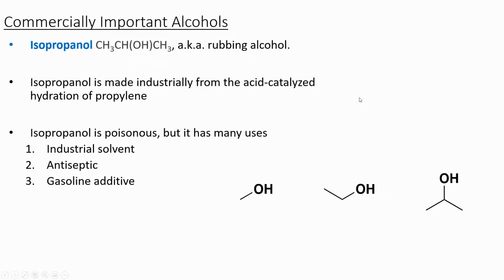And then finally, isopropanol, 1 extra carbon. Isopropanol, or rubbing alcohol, is often used as an antiseptic. It's made industrially from the acid catalyzed hydration of propylene.